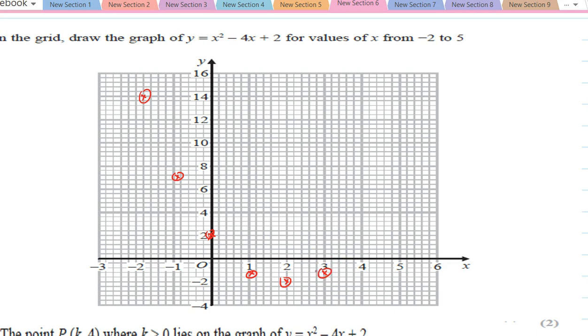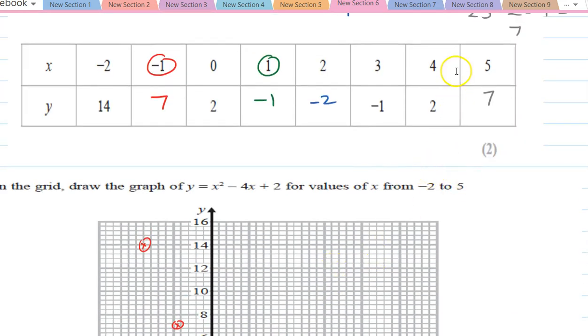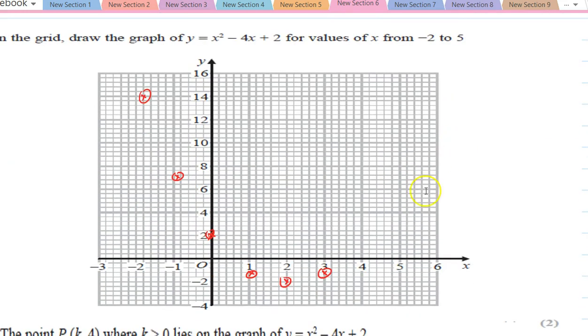The second last value is 4 and 2, and then 5 and 7. So this is 4 and 2, then 5 and 7, where 7 will be the middle value. So let's sketch it. If you see, we are getting a curve like this. This is our curve, and it is again a 2 marks question.